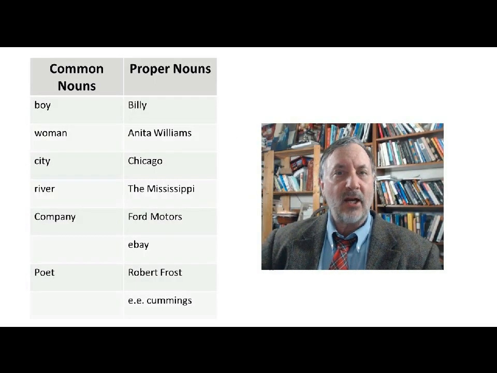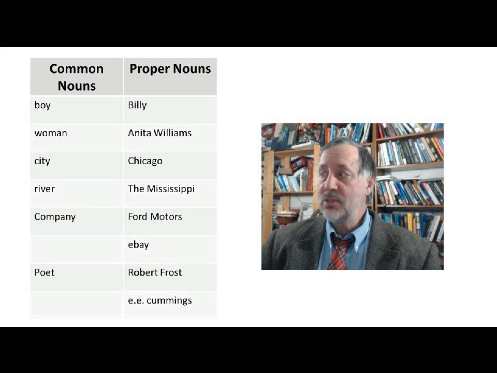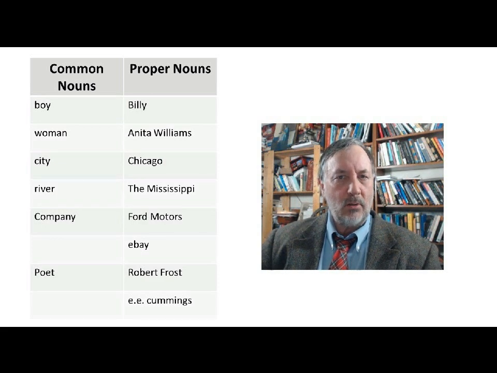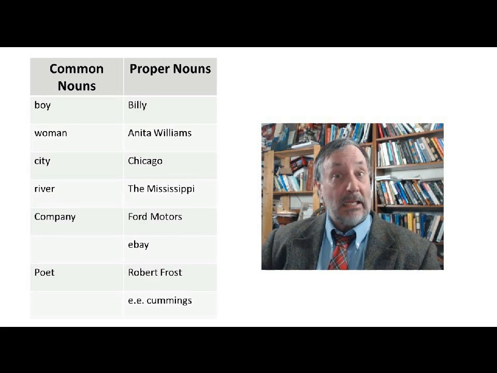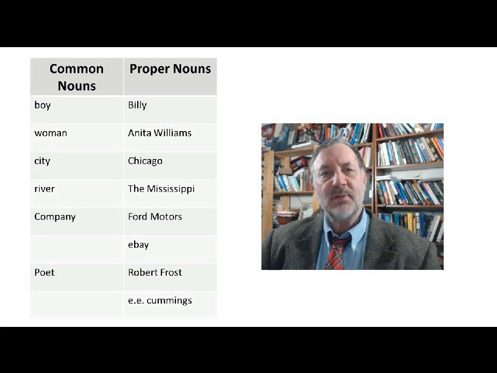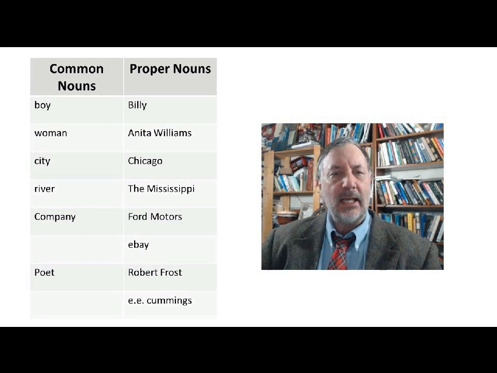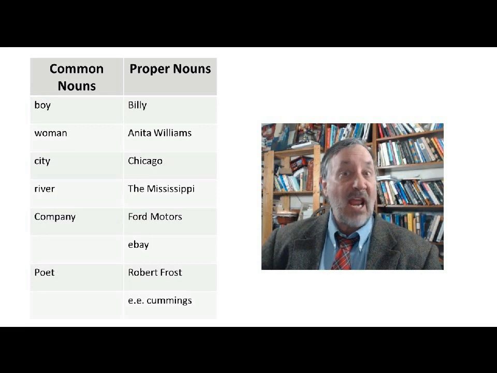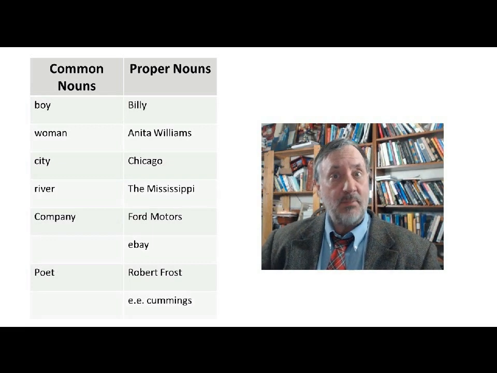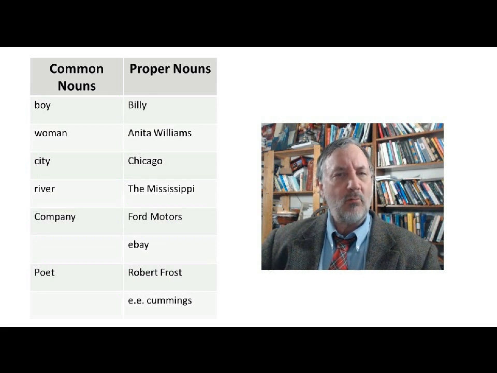Nouns divided into 2 categories: common nouns and proper nouns. So as you peruse the list over here, you'll see that in the one case we have boy, who could be any boy, or we have Billy. Again, we have a woman, it could be any woman, or the specific Anita Williams. And again, likewise, city, any city, or Chicago, or a river, or the Mississippi, a very specific river, a company, Ford Motors, or a poet, Robert Frost.